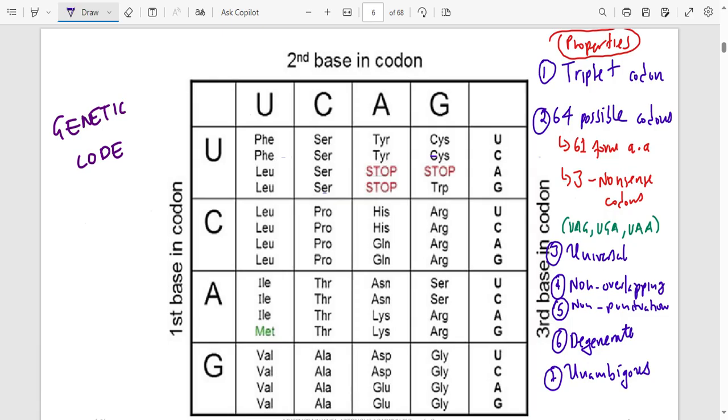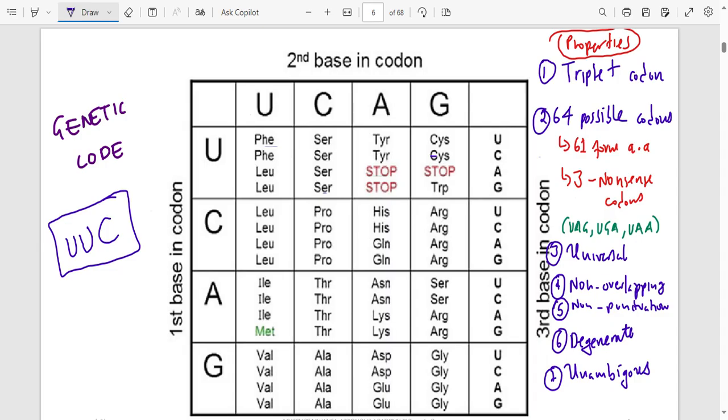That's the meaning of what? Degenerate. But then UUC will form only one amino acid. Okay, which one is UUC? UUC is this one. It can only form phenylalanine. That's the meaning of unambiguous. Unambiguous means that each codon can only form one amino acid. Degenerate means that one amino acid can be formed by more than one codon. I think that's clear now. Is that okay?